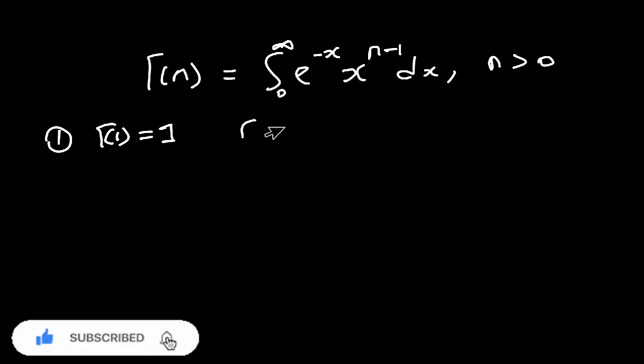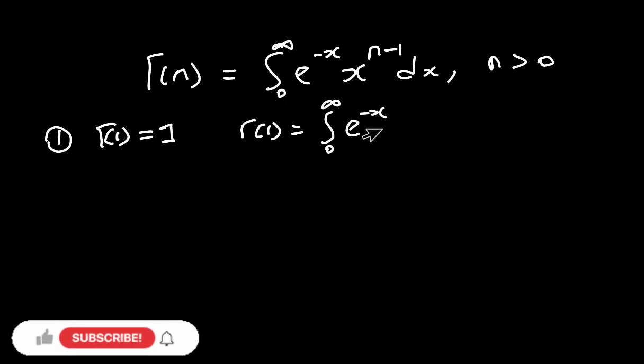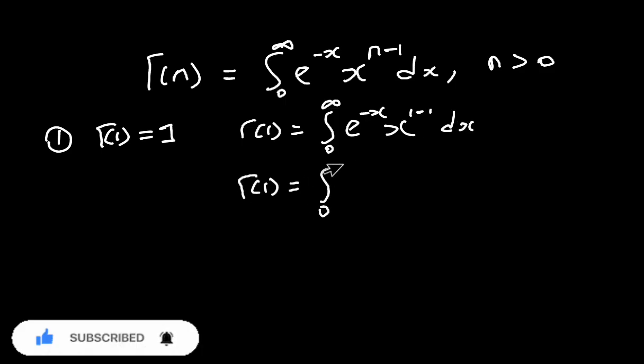So you have that gamma 1 is equal to the integral from 0 to infinity of e raised to the power of negative x, then x to the power of, now n is 1 here, so we're going to write 1 minus 1, then dx. So I have that gamma 1 is equal to the integral from 0 to infinity of e raised to the power of negative x. Now 1 minus 1 is 0. x to the power of 0 is equal to 1. So we're just going to have the e to the negative x here.